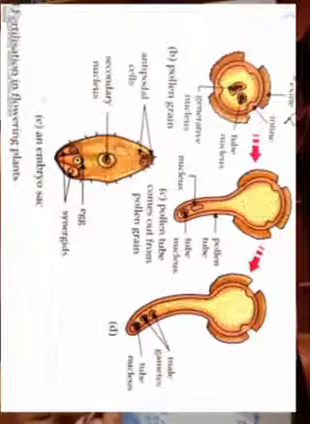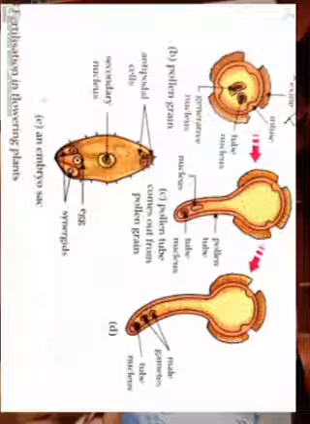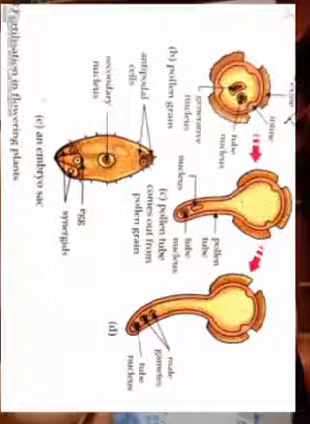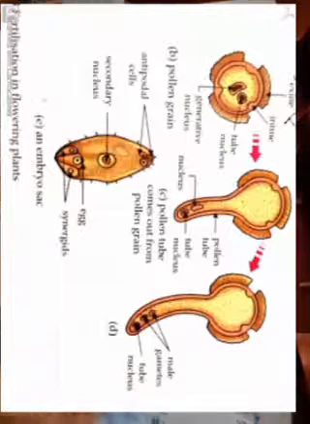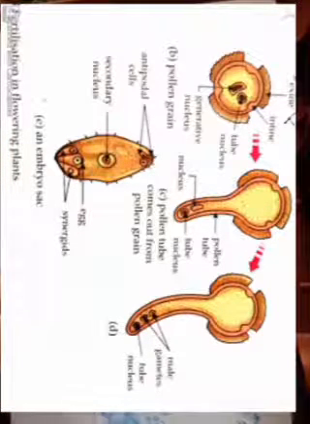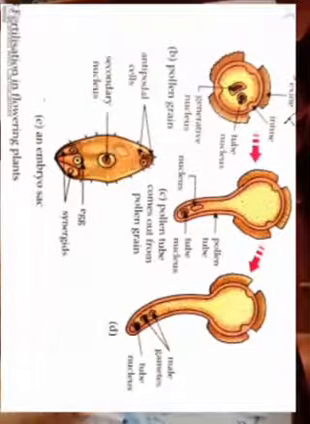Behind that, the two male gametes are following, and in that way they are approaching towards the egg. Okay, you see in this video we will see in this diagram.